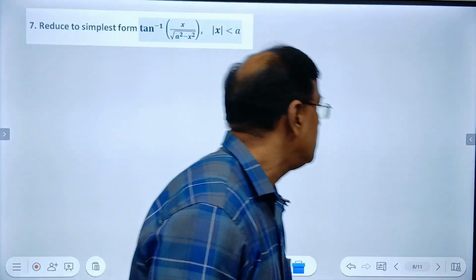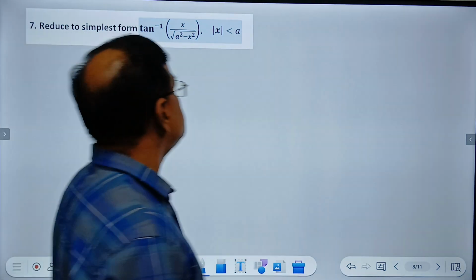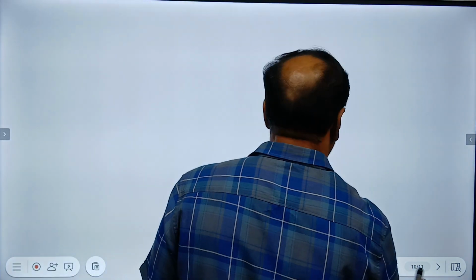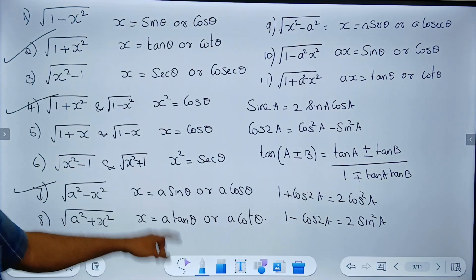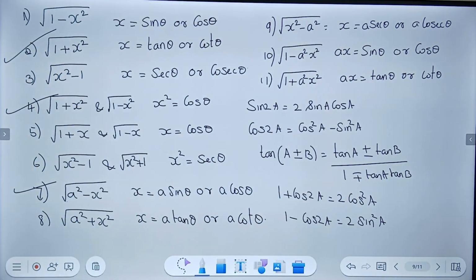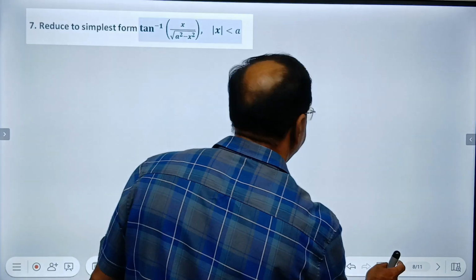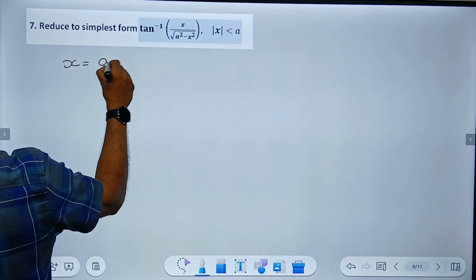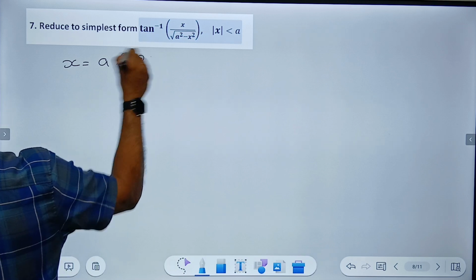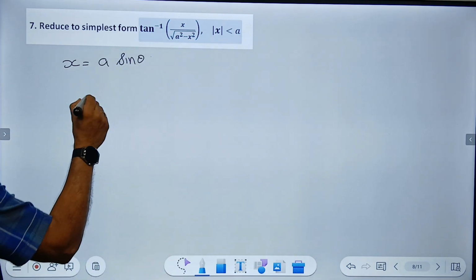Okay. Now let's come back to this. If it is x by root of a square minus x square, what should I do? Now look at the formula. If it is root of a square minus x square, look at the 7th point. I have to put x as a sin theta, or I put x as a cos theta. If I do that, I'll get it, right? So here I will take x as a sin theta. If you put a cos theta also, you'll get a little lengthy. A sin theta is better here.